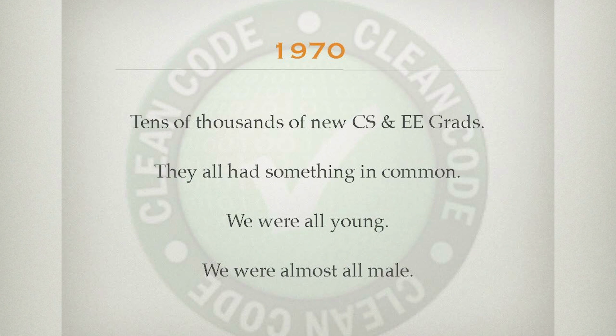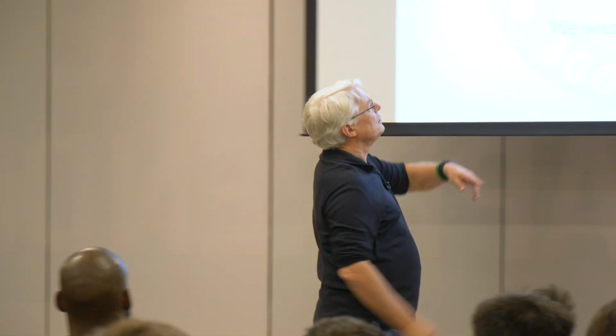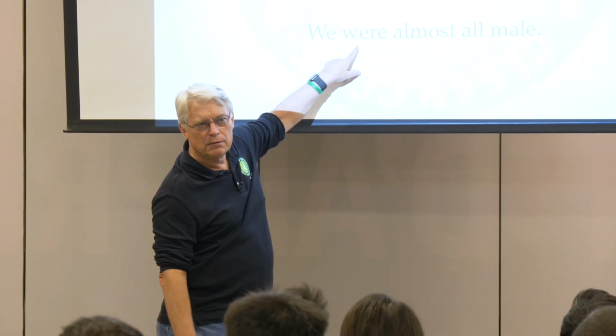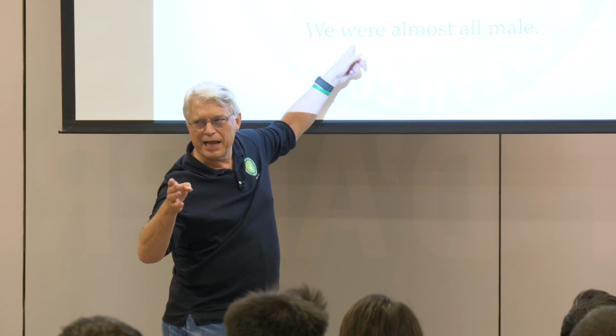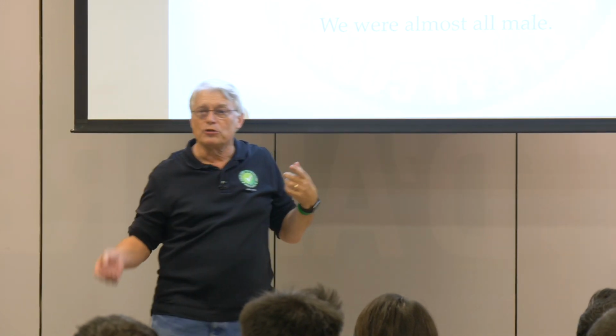Tens of thousands of new CS and EE grads poured out of the universities. By now, there were university programs for learning how to program, and the universities were cranking them out in enormous numbers. Tens of thousands. They all had something in common. They were all young, and for some reason, they were almost all male. There was some demographic change that happened. It happened in the universities. Don't know why, but the grads coming out were almost all male.